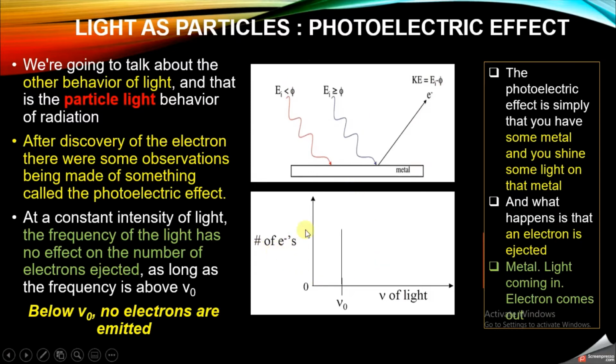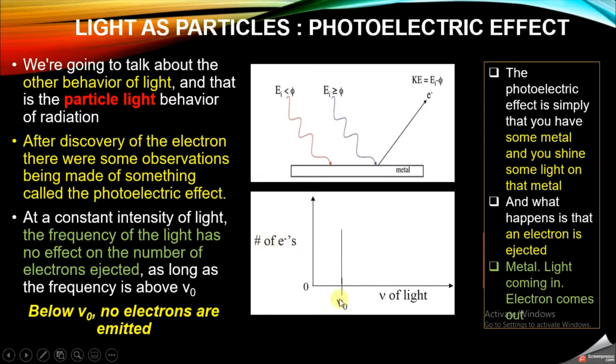If we plot the number of electrons on the y-axis and the frequency of light on the x-axis, then we see that at zero frequency there are no electrons. As we increase the frequency of the light, at a particular frequency we see electrons coming out of the metal, and this many electrons are coming. Now if we use another light of higher frequency, the electrons will still come out, but the number of electrons will remain the same.